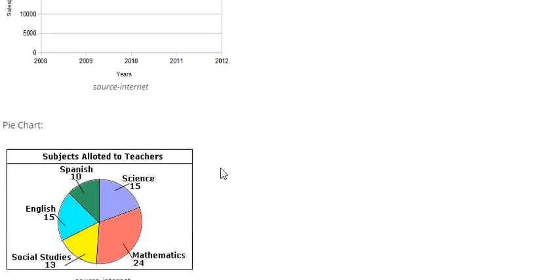This is a pie chart, a sample pie chart. The angle which is made here is called the central angle. For example, the central angle of mathematics in this example is more than 90 degrees. Clear? It is clear. Okay.